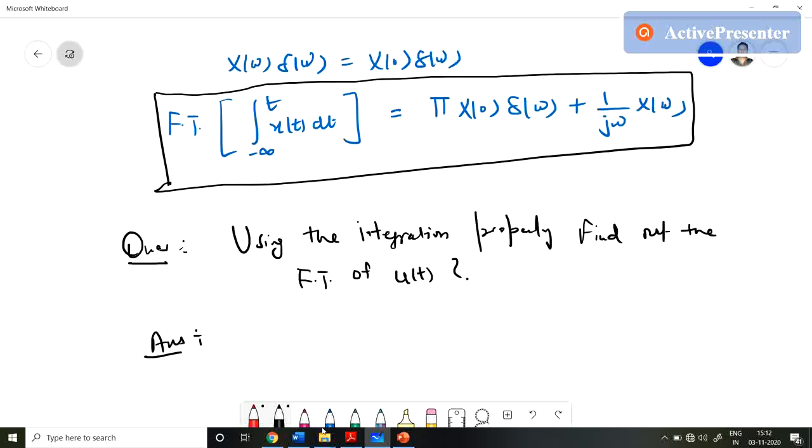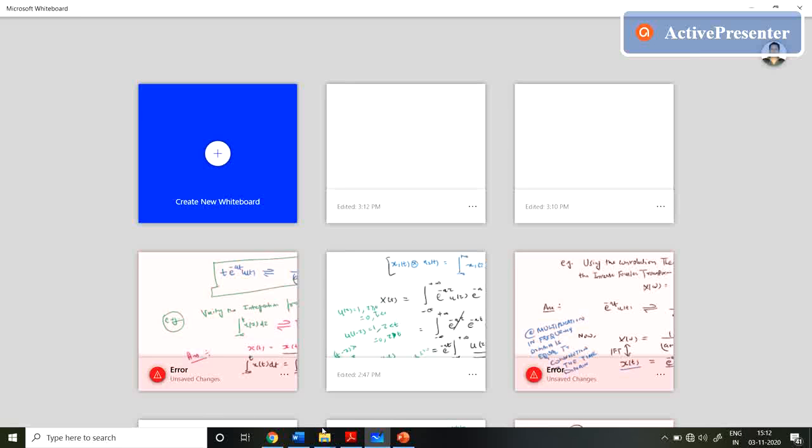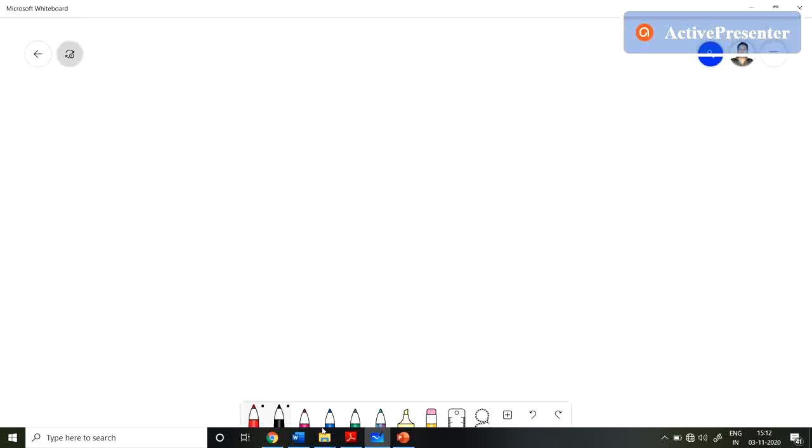So we can say that u(t) is equal to the integral from minus infinity to t of delta(tau) d tau, and that the Fourier transform of delta(t) is equal to 1. These two relations we already know. So x(t) is equal to delta(t).